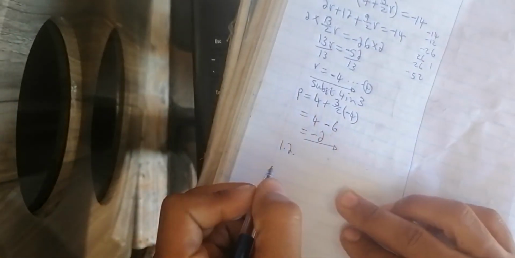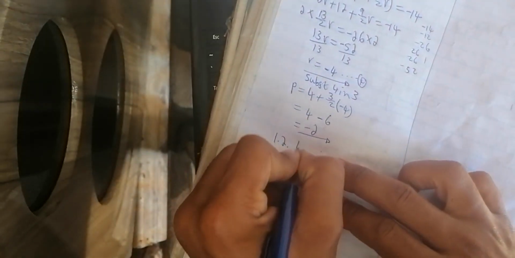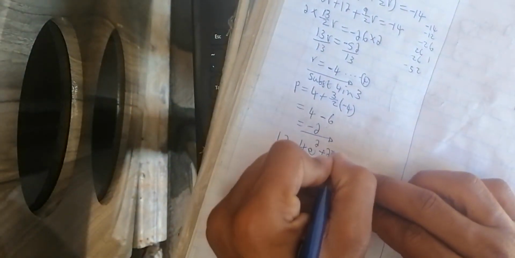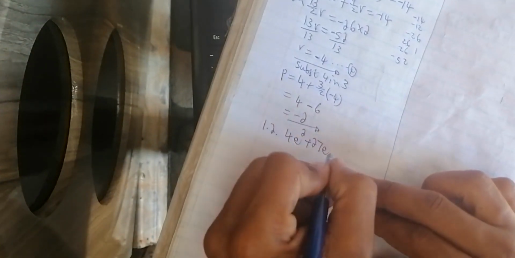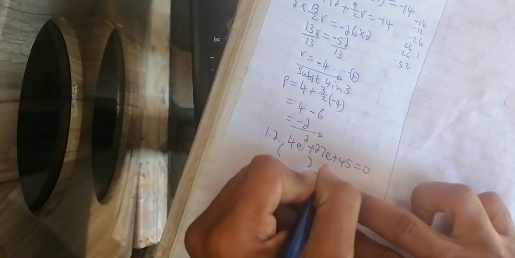So let's go to 1.2. In 1.2 they say solve the following quadratic equation by using the factorization method. 4e squared minus 27e minus 45 equals 0. Solve the following quadratic equation using the factorization method. So we need to factorize this.